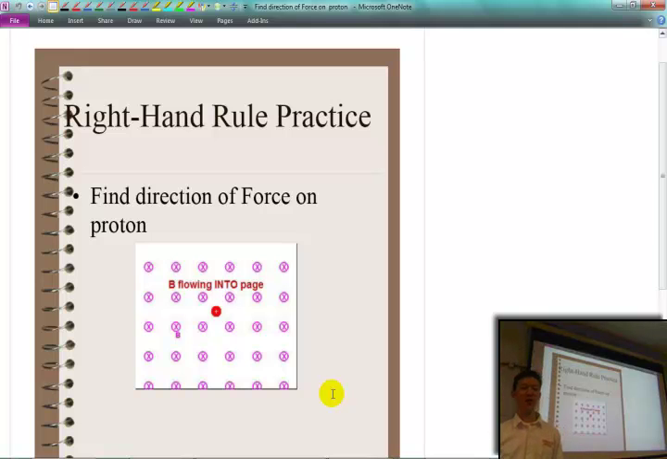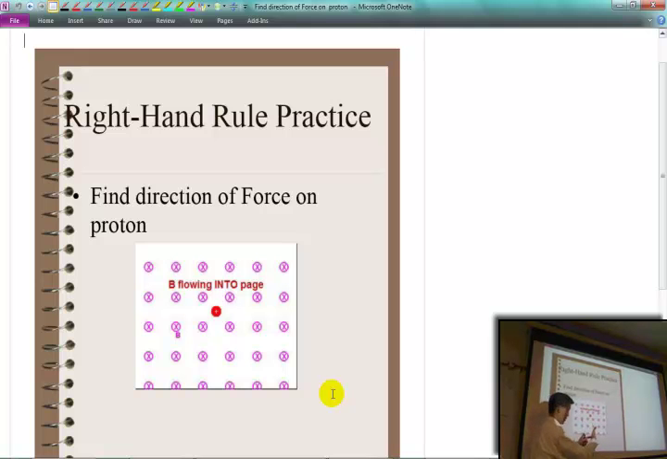Find the force on a proton. So we have a positive charge here. What is B for? B is for the magnetic field. And the little x's mean it's going down into the page. You see that? And we want to find force.